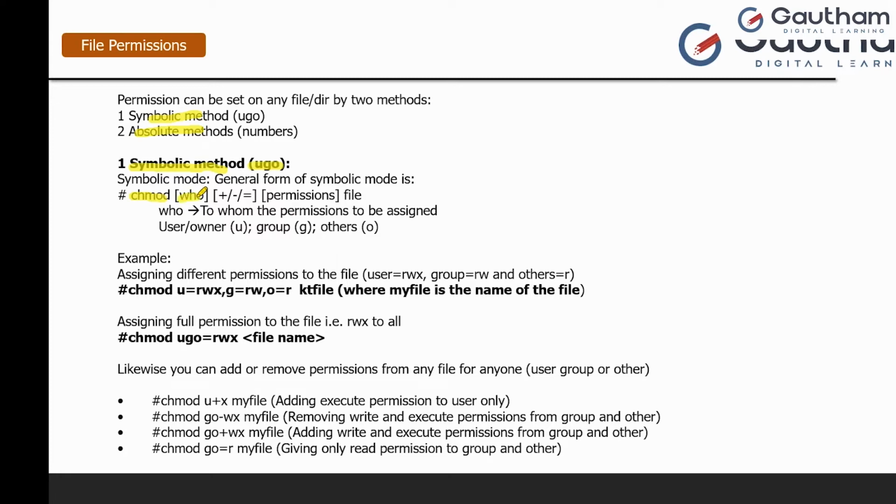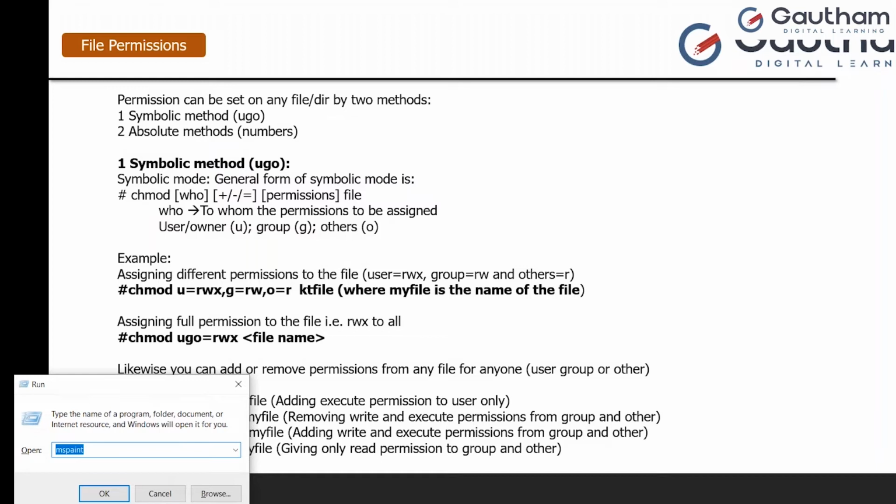Next, you have to give who. Now, who can be U for user, G for group owner, and O for rest of the other world. Plus if you are adding the permission, and minus if you are removing the permission, and equals is to totally change the permission. Let me show you how we can use this option.